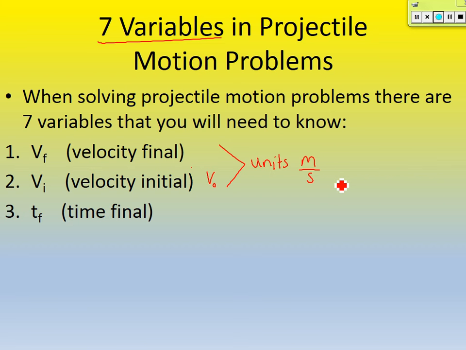Okay, number 3, t sub f is for time final. That's the final amount of time that the projectile spends in the air. And number 4 is t sub i, which means time initial. The time that it starts is usually 0, unless they tell you otherwise, and time final will be the amount of time that it's spent in the air. For time, the units are going to be in seconds.